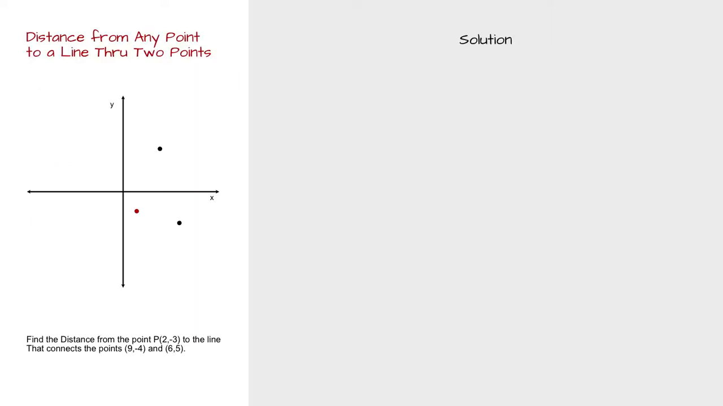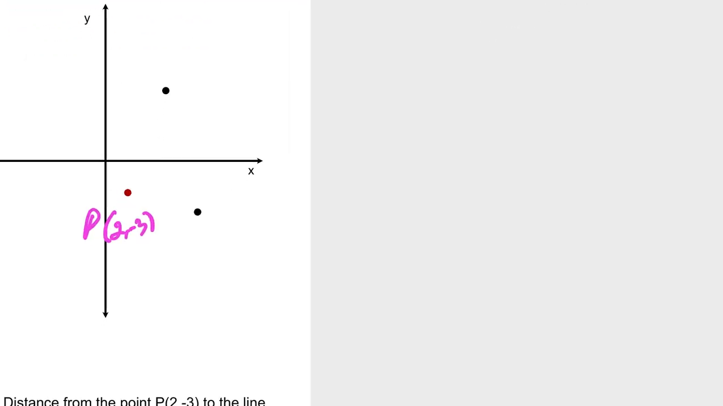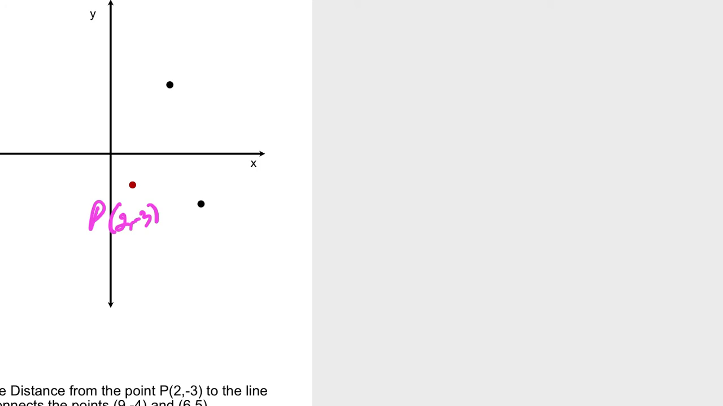And now my last example. We're going to find the distance from any point to a line through two other points. So we're trying to find the distance from P, which will be 2, negative 3, to the line that connects 6, 5 and 9, negative 4. So I'm just going to draw a sketchy line through my two coordinates.